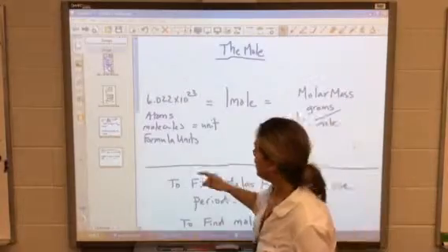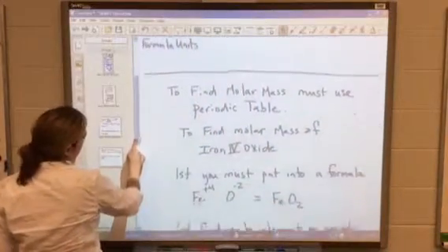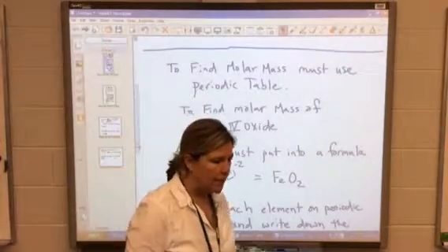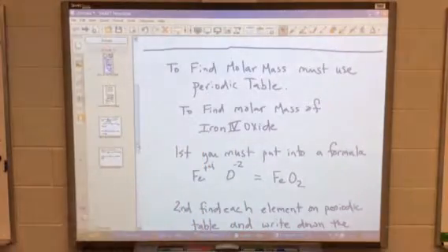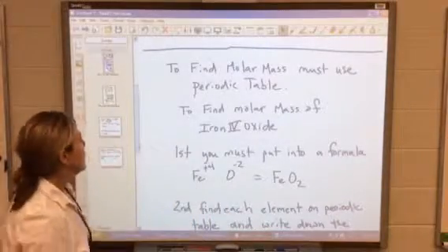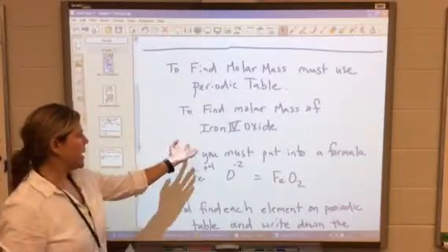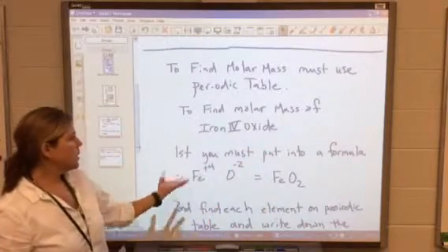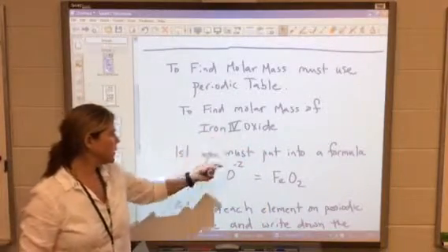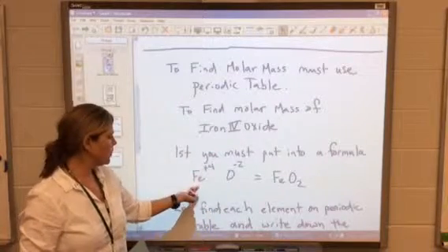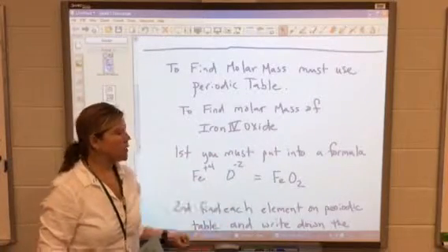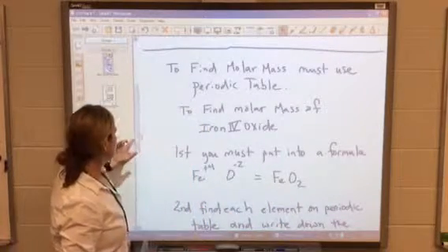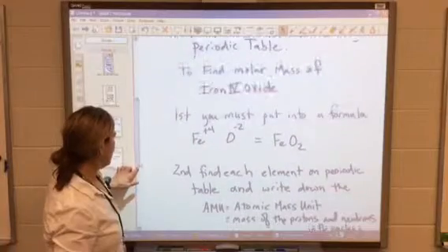Let's go ahead and figure out how to do molar mass. So to find a molar mass, you must use your periodic table. Here is your periodic table. To find molar mass of, let's say, iron 4 oxide, the first thing we need to do is put it into a formula. So we know, since this is Roman numeral 4, that it's plus 4. Oxygen has an oxidation number of -2, so it's FeO2. Go back to nomenclature if you are having issues with that.